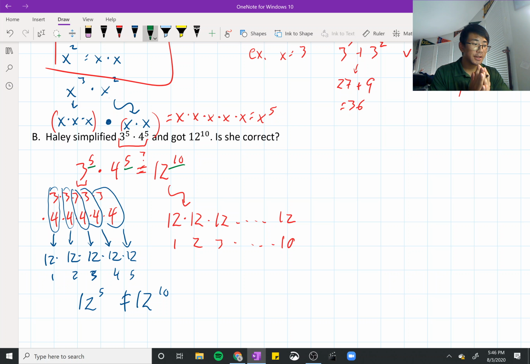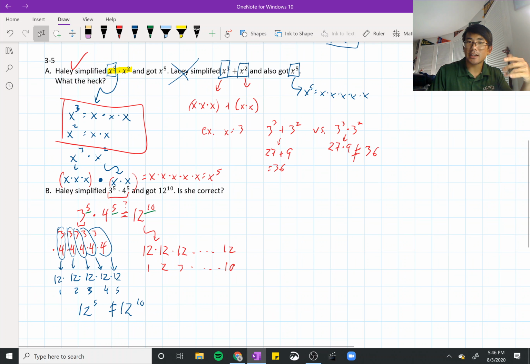Alrighty? So hopefully this made a little bit more sense and helped us further our understanding of how we can simplify expressions involving exponents.